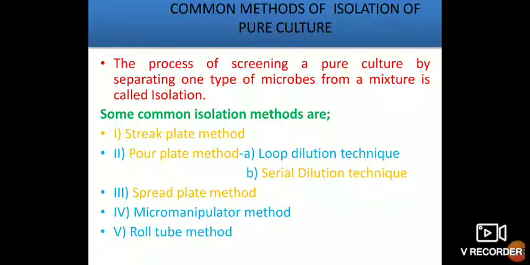We already know about these. Then the micro manipulator is a type of instrument to pick the colony. Okay, so to pick a particular colony, we use the micro manipulator apparatus or instrument. Then the roll tube method is just rolling the tube. This is commonly used for anaerobic microorganisms.